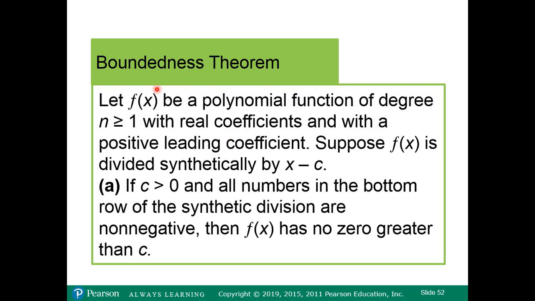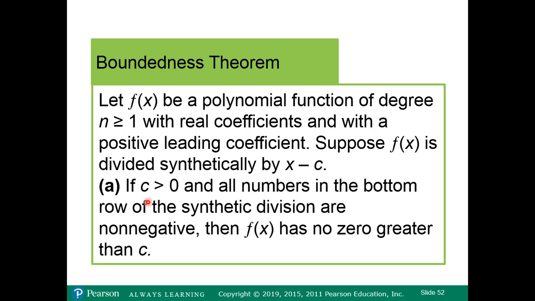Now, the boundedness theorem. It says, let f of x be a polynomial function of degree greater than or equal to 1 with real coefficients and with a positive leading coefficient. Suppose f of x is divided synthetically by x minus c, just like x minus k, so x minus c. A, if c is positive and all numbers in the bottom row of the synthetic division are non-negative, then f of x has no zero greater than c.